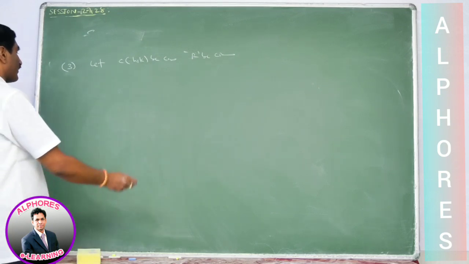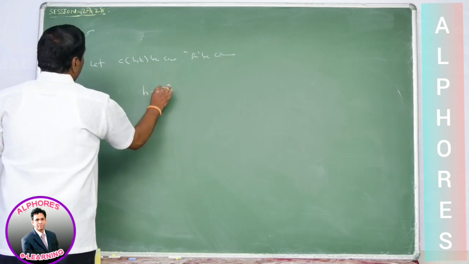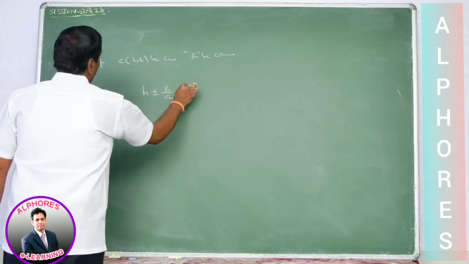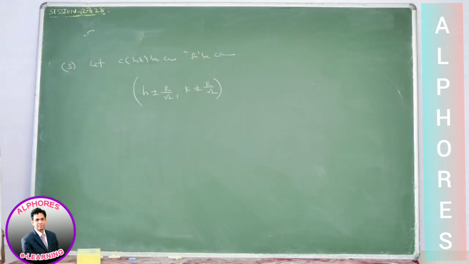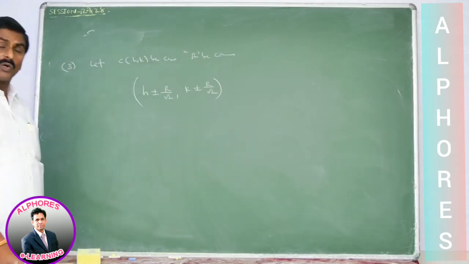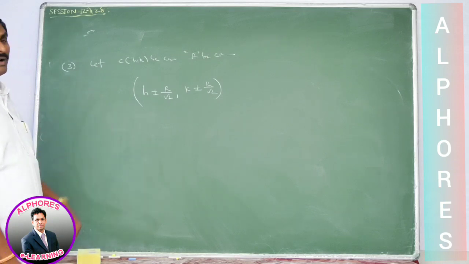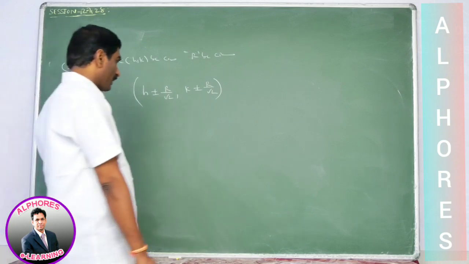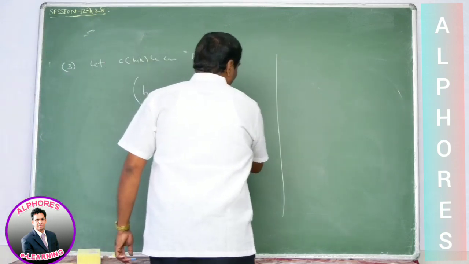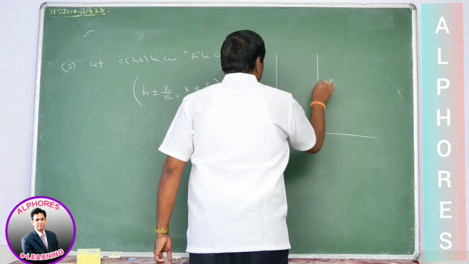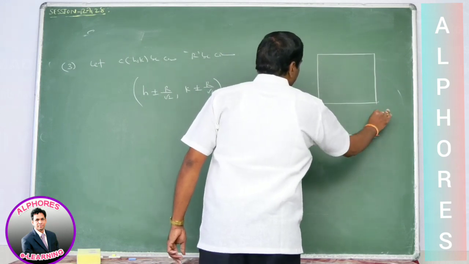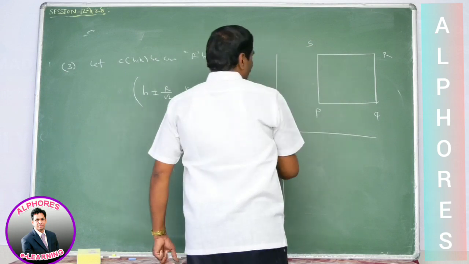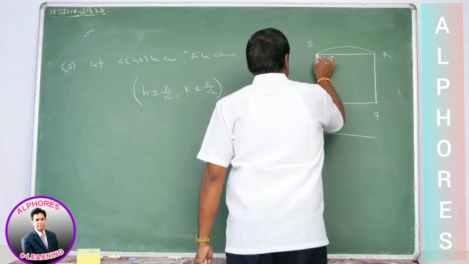Then the vertices of the square are h plus or minus R by root 2, k plus or minus R by root 2. If the sides of the square are parallel to the coordinate axes, then the vertices of the square are h plus or minus R by root 2, k plus or minus R by root 2. Suppose it is the x-axis and y-axis. It is the square PQRS. Here the circumradius is capital R.